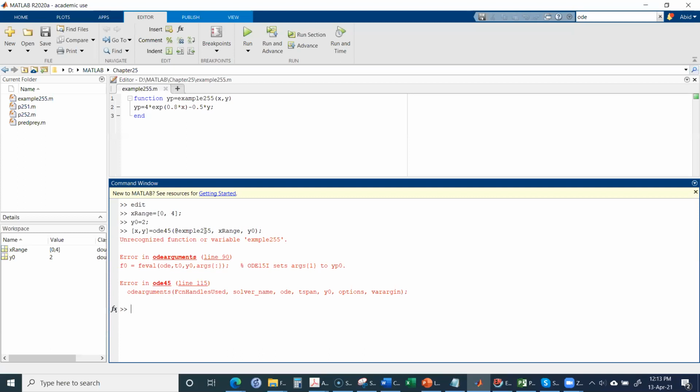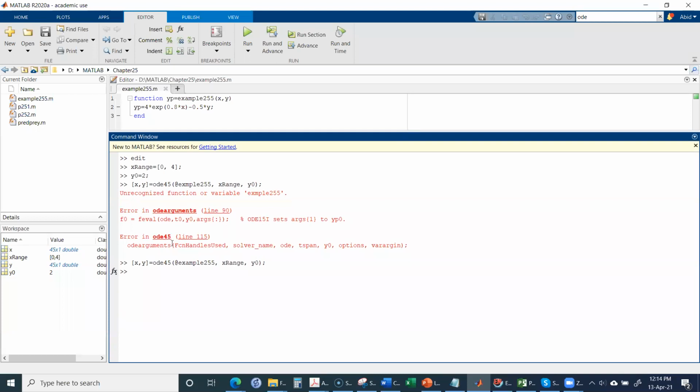We will put a semicolon, and then I will hit enter, and it is giving me an error because I made some typing error over here. It is example, ex, example. Okay, so now I will hit enter. Now the command has executed, and here you can see that in the workspace certain x and y values have been generated. These are the solution values.